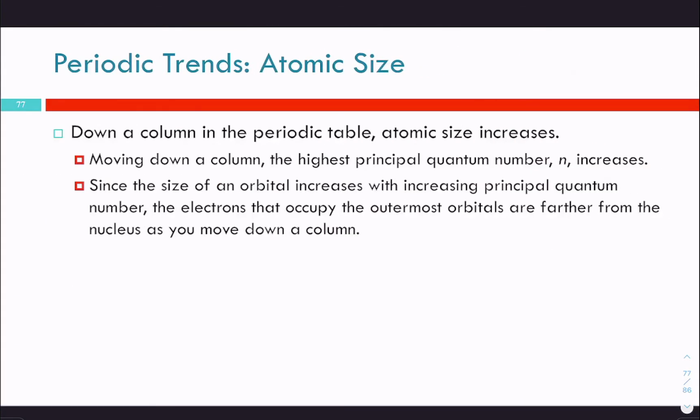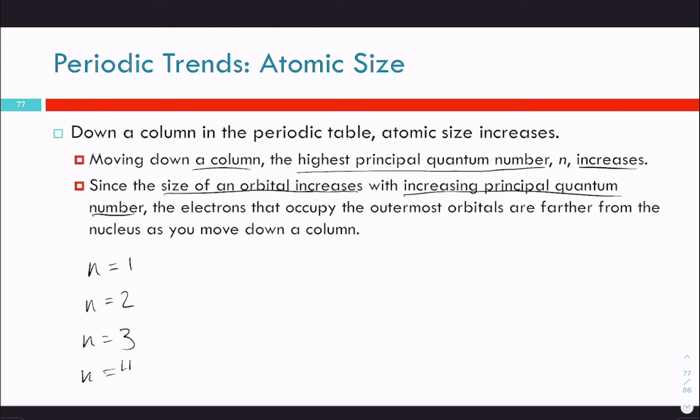So I was starting with this, though. Every time you go down, you add another shell on top. So as we go left to right, we get smaller. As we go from top to bottom, they get larger. Moving down a column, the highest principal quantum number increases, and the size of an orbital increases with increasing principal quantum number. So right, n equals 1, 2, n equals 3. This is n equals 1, gets a little bigger. Every time.